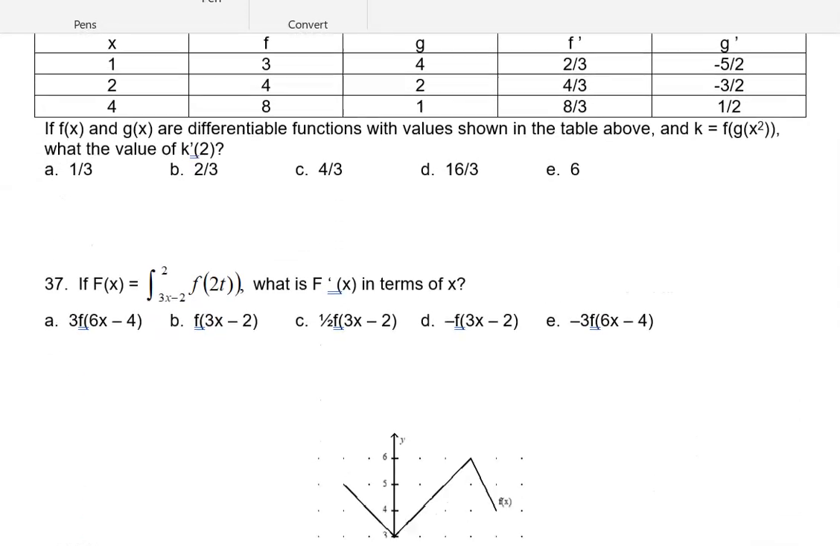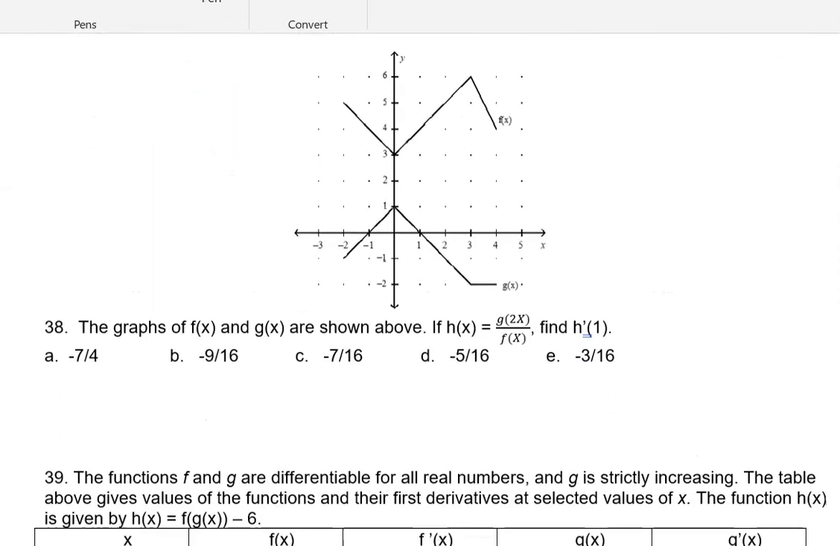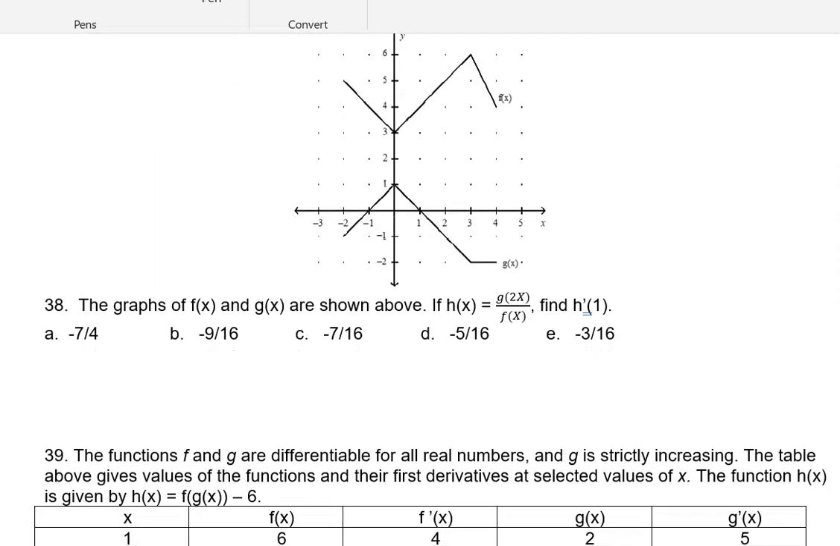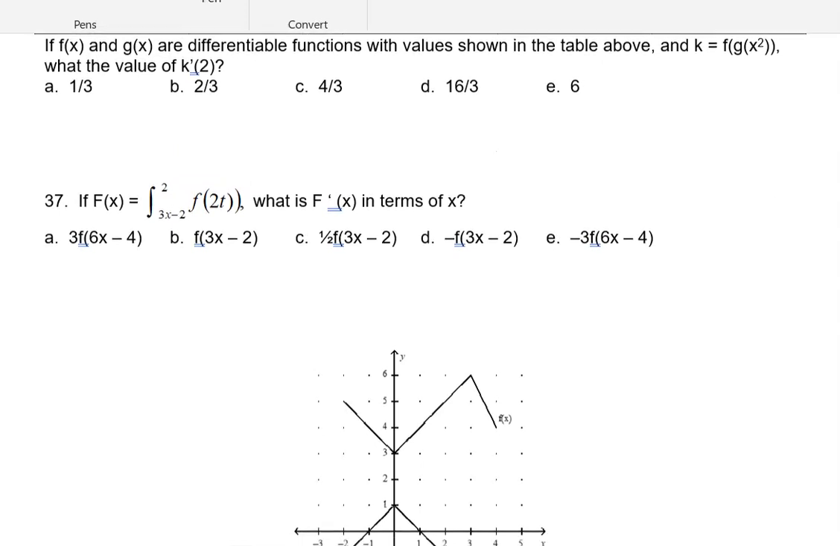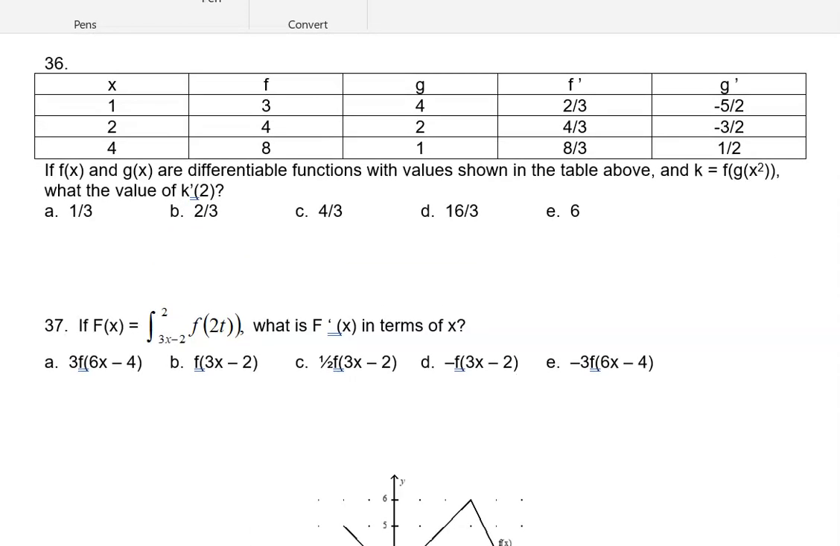The last one for sure that I want to show you that most everybody would ask about. Do I want to do one of these? Yeah, let's do one of these. Let's do 37.